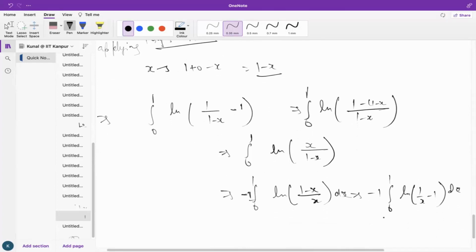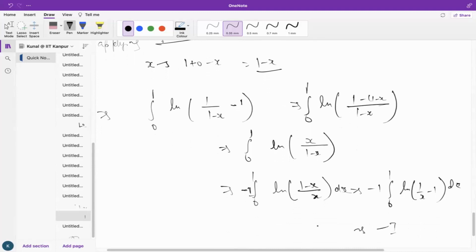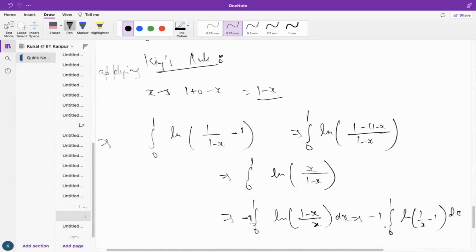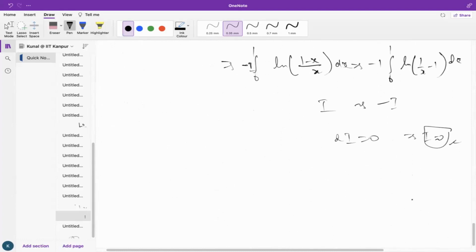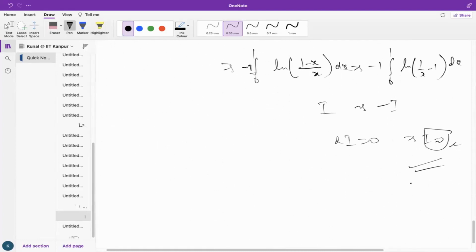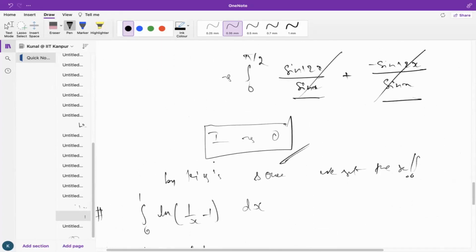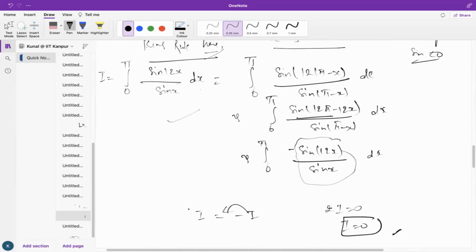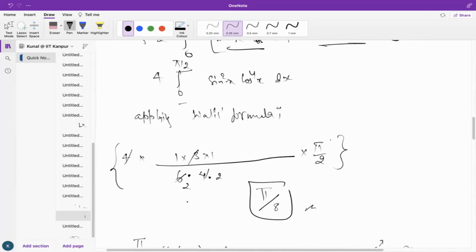So this is actually equal to minus I. That means I is equal to minus I. So 2I is equal to 0. So we get I is equal to 0 here, right? So again, the value of integration is 0. I hope you all understand this. So in today's question, we get lots of 0, right? This problem also integration is 0. In this problem also integration is 0.